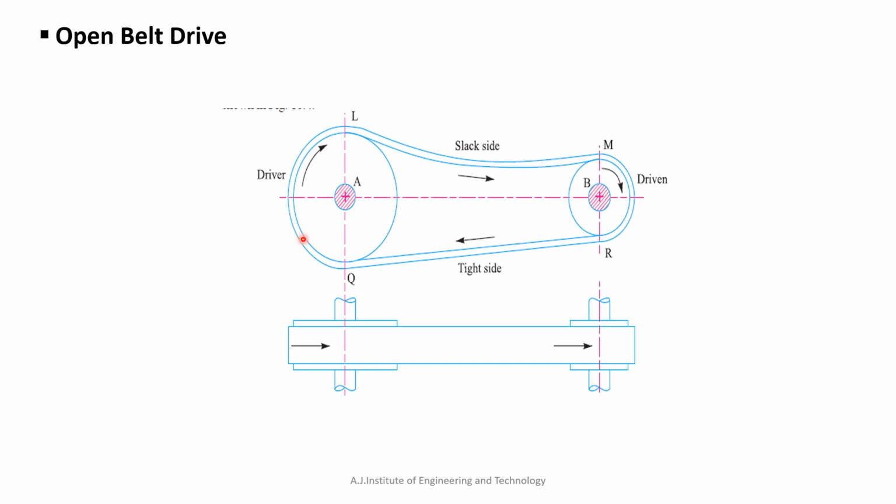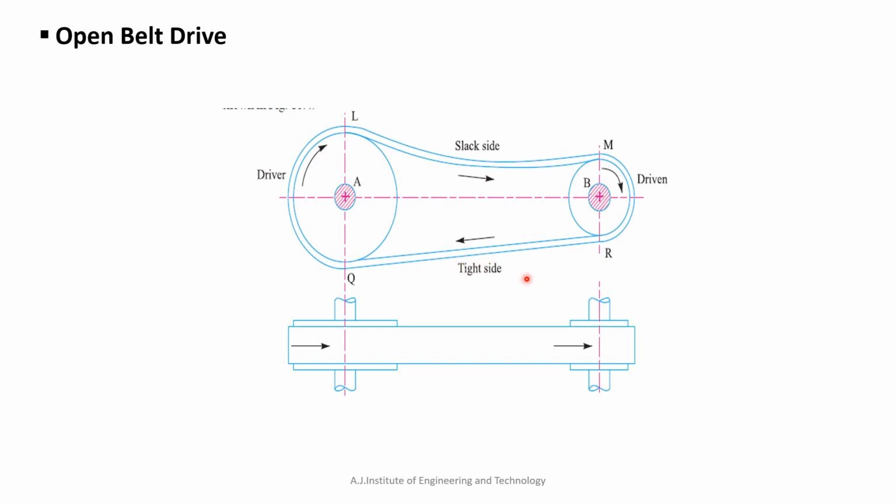In the open belt drive, if the driver pulley rotates in the clockwise direction, the driven pulley also rotates in the clockwise direction. Both rotate in the same direction. In an open belt drive, A as well as B rotate in the same direction. Here you can see this is the tight side and this is the slack side. The slack side is always the upper end of the belt, and the tight side is the lower end of the belt.